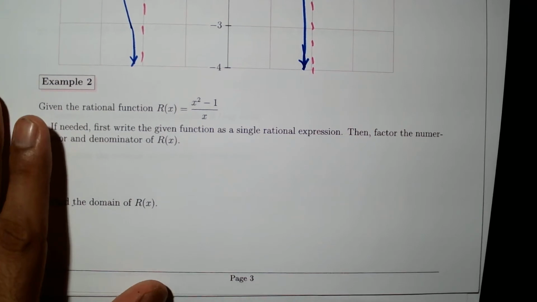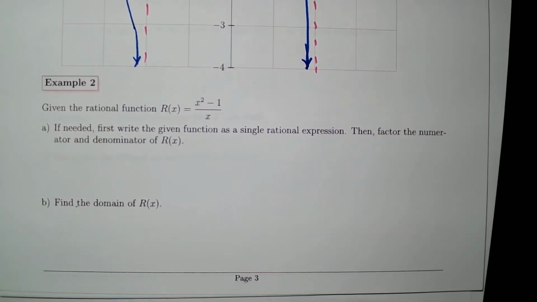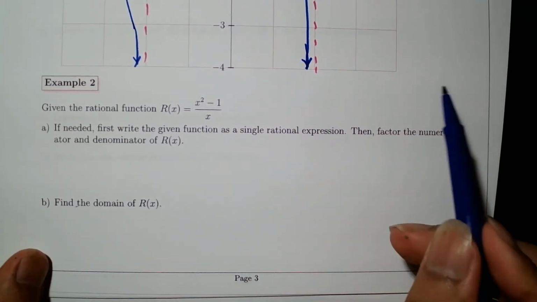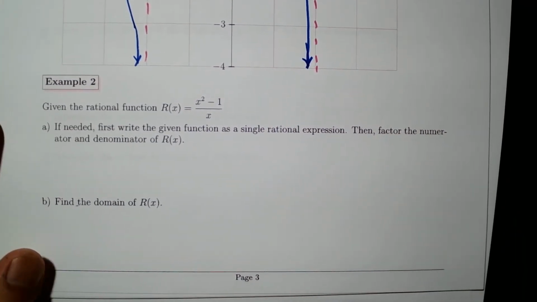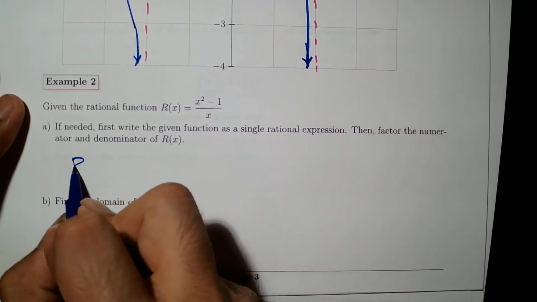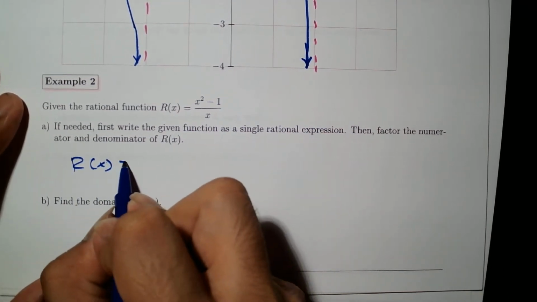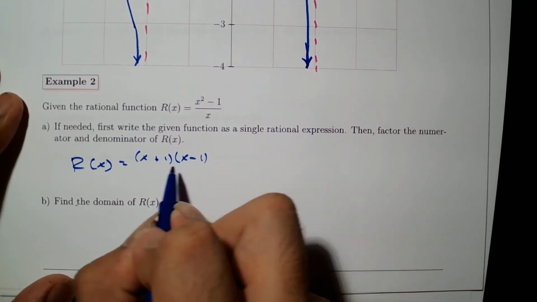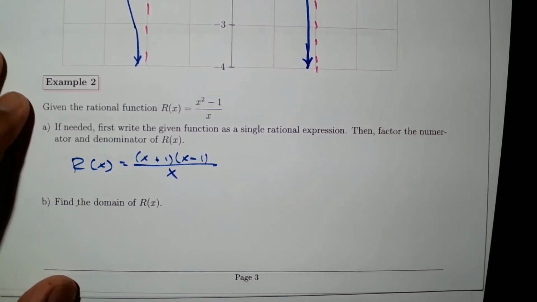We have another rational function, r of x equals x squared minus 1 divided by x. If needed, write it as a single rational expression, that's already given. Then factor numerator and denominator of r of x. In this case, the only thing we need to factor is the numerator, which is going to be x plus 1 times x minus 1, divided by x.